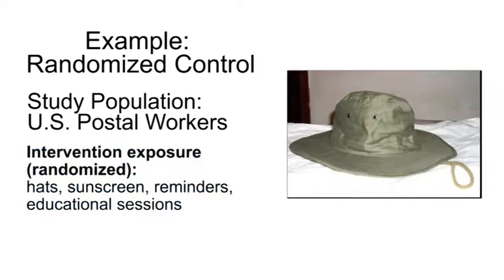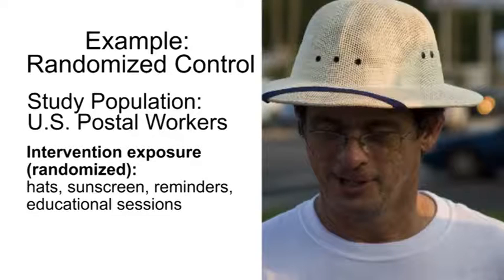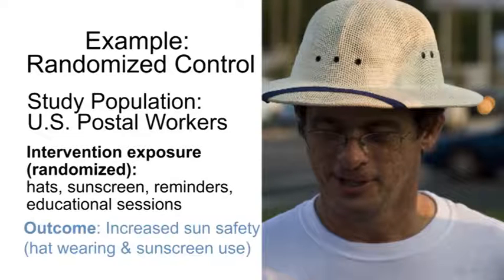Workers were randomized to sun safety promotion or delayed sun safety promotion education. Postal workers in the intervention group were provided with wide-brimmed hats, sunscreen reminders, and 6 educational sessions. The postmen were then followed for 2 years to assess the outcome. The researchers found that the postmen receiving the intervention had increased use of sunscreens and hats compared with the control group.